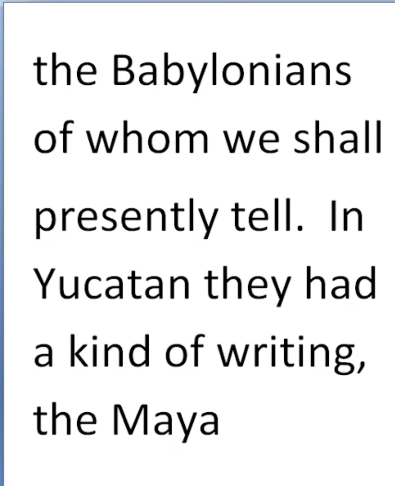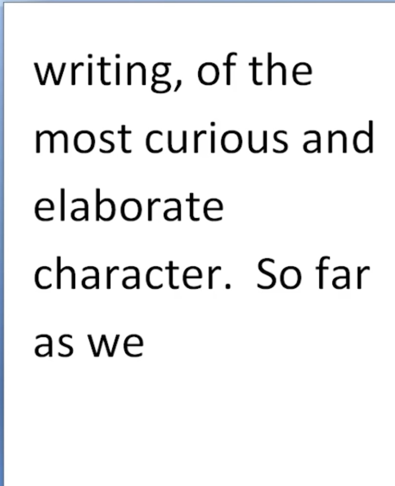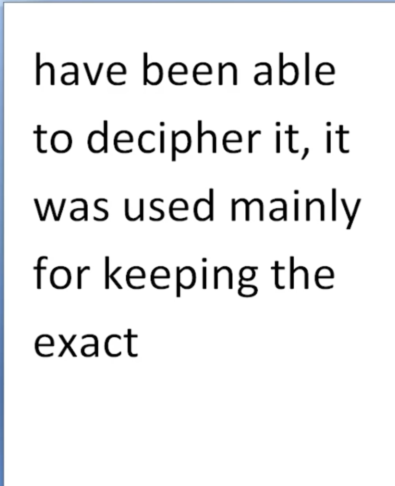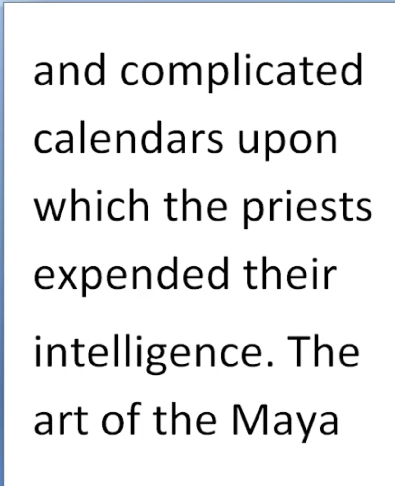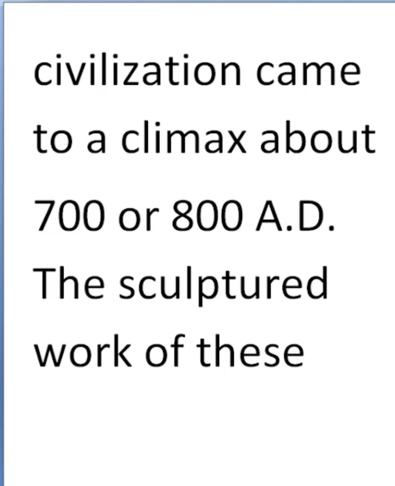In Yucatan, they had a kind of writing, the Maya writing, of the most curious and elaborate character. So far as we have been able to decipher it, it was used mainly for keeping the exact and complicated calendars upon which the priests expended their intelligence. The art of the Maya civilization came to a climax about 700 or 800 AD.